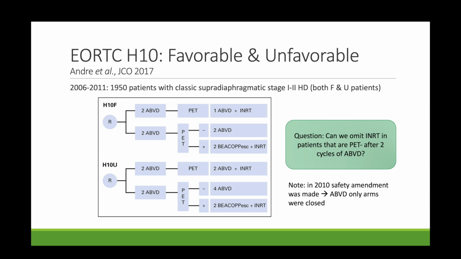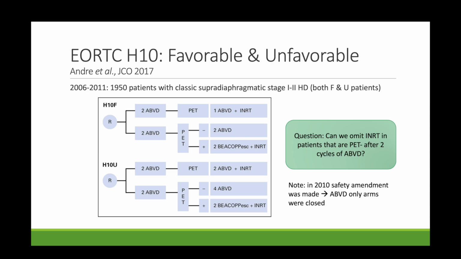So in that tailored arm, if they were PET negative, they just received 2 more cycles of ABVD and no further radiation. If they were PET positive, then they received 2 cycles of escalated BEACOPP. Remember, that is the more aggressive form of chemotherapy, a very aggressive regimen. So if they were PET positive, so if they had partial response or residual disease, they got escalated BEACOPP for 2 cycles, followed by radiotherapy.